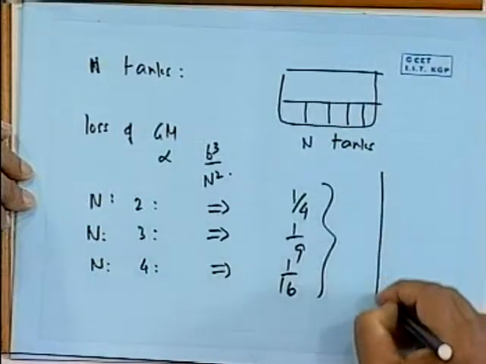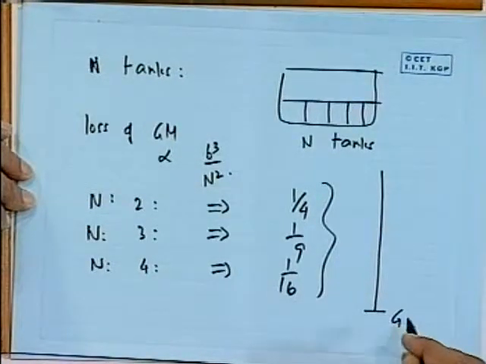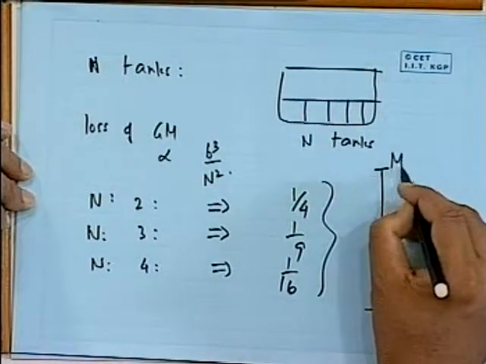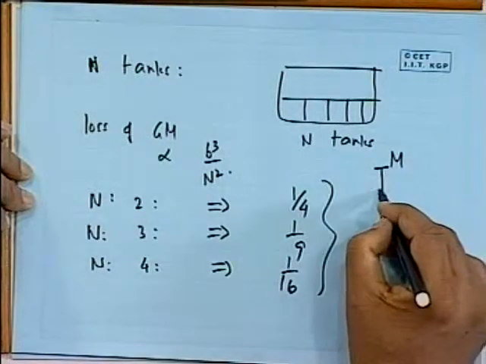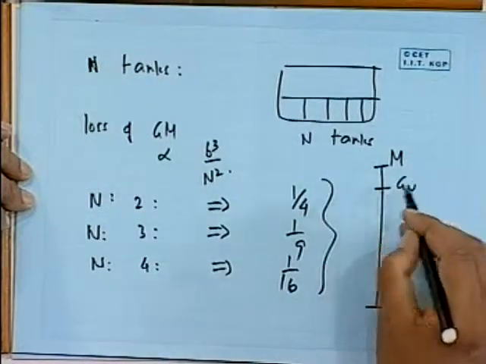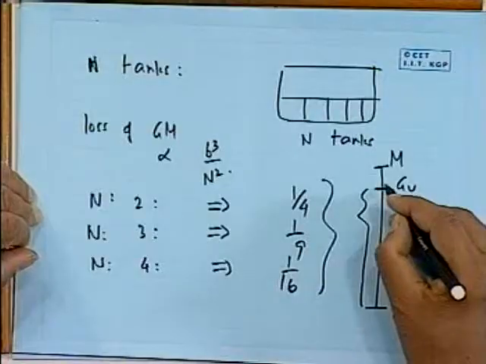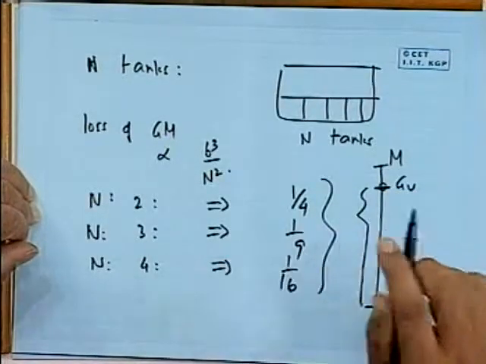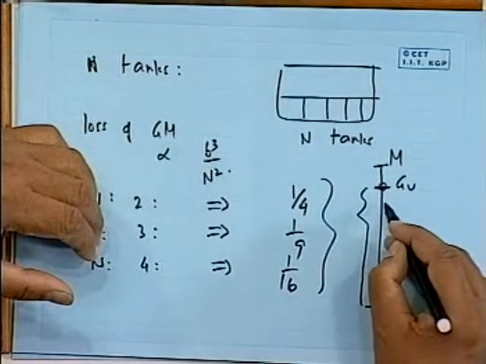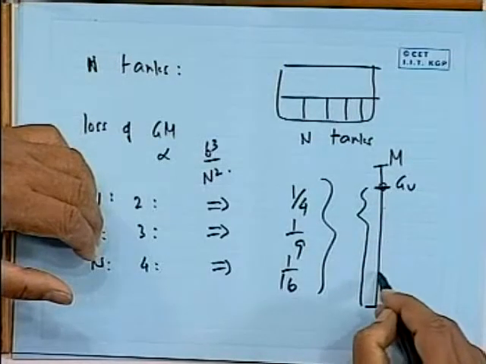Let us see in a diagram. My G original was here, M was here. With one tank, my loss was this much, my GV came. That means this much was my loss of GM. Supposing this was my loss of GM, this is important for us to realize. Now I just subdivide, make it half. The loss would become 2, 3, 4, 5, just somewhere here.